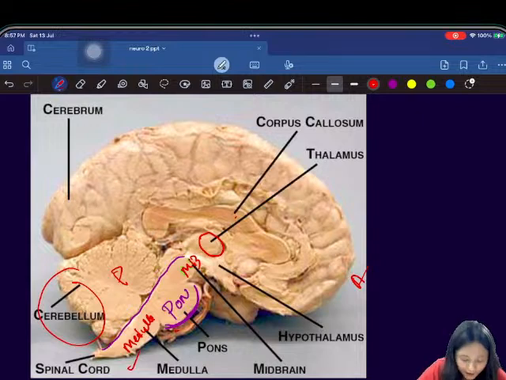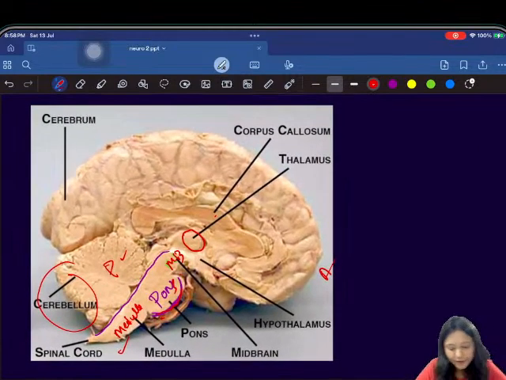ठीक है, so anywhere you see this bulge, behind this bulge you will see the cerebellum. Behind the pons, behind this entire brainstem, you can see the cerebellum. Any bulge on the anteriormost part, that is the pons. So they might ask a cadaveric as well as a scan.